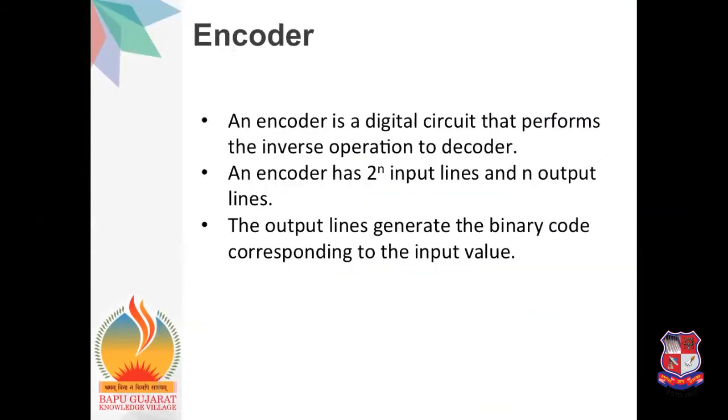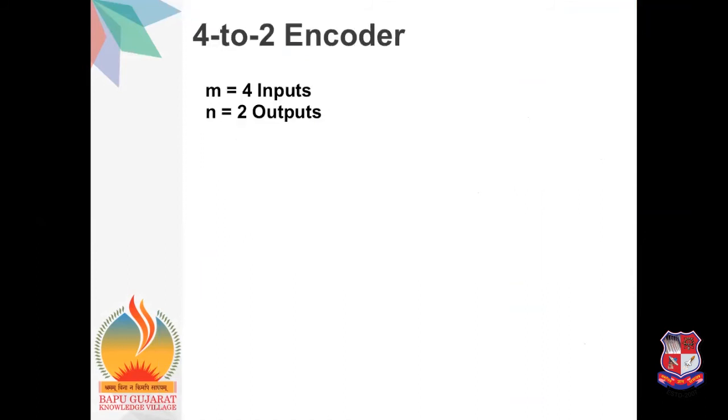Now the last topic, the encoder. An encoder is a digital circuit that performs the inverse operation of the decoder. Here the encoder has 2 raised to n input lines and n output lines. The output lines generate the binary code corresponding to the input values. So let's see a 4 to 2 encoder, so we can easily understand the concept of the encoder.